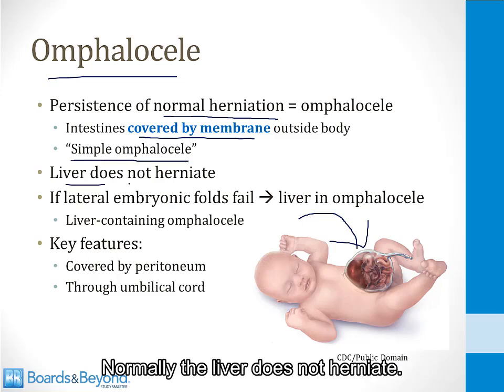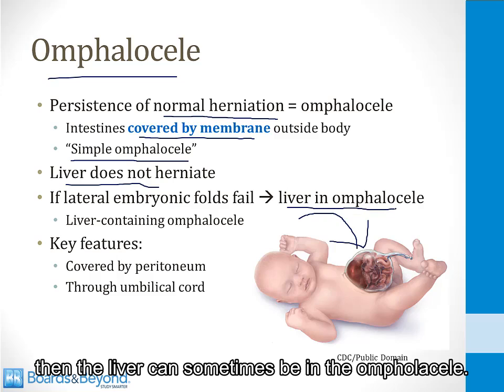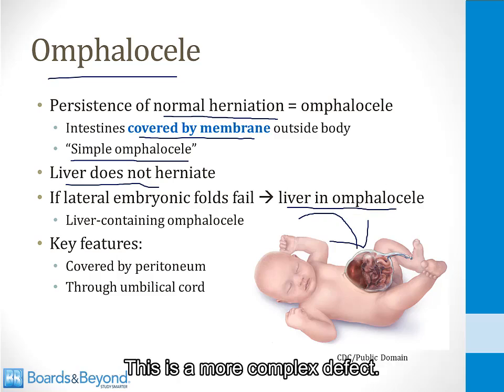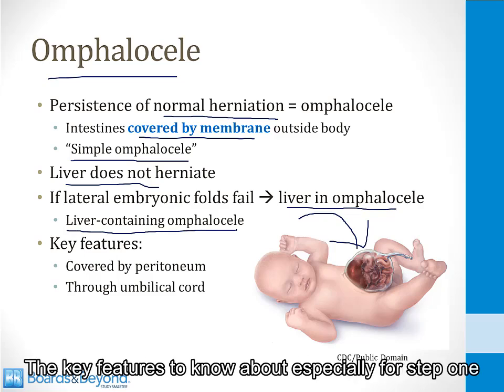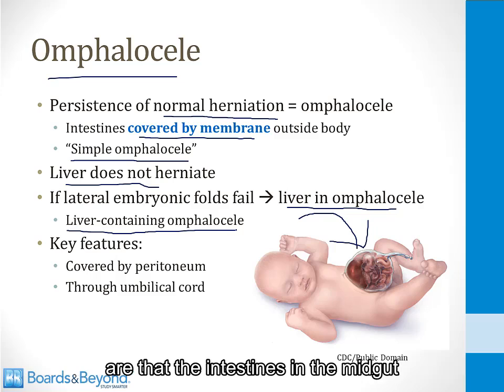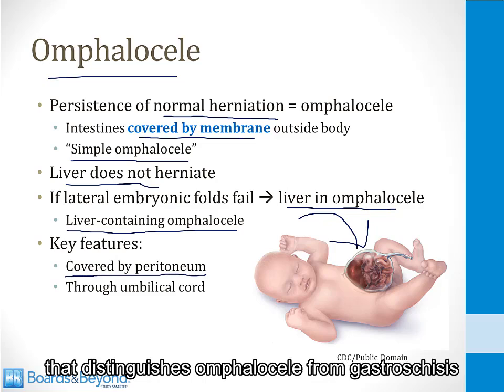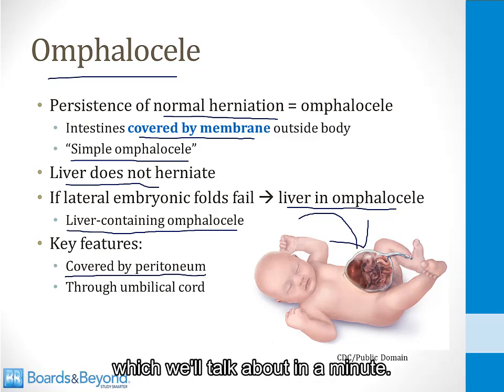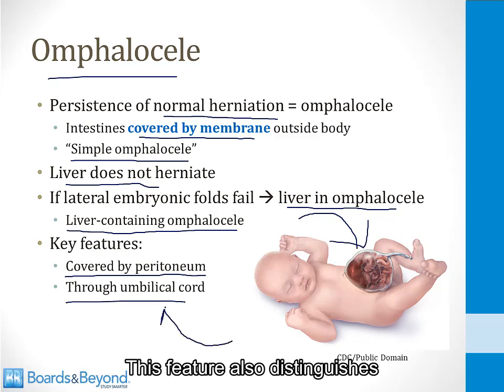Normally the liver does not herniate. However, if the lateral embryonic folds fail to form, then the liver can sometimes be in the omphalocele. This is a more complex defect. This is called a liver-containing omphalocele. The key features to know about, especially for step 1, are that the intestines in the midgut are covered by peritoneum, which distinguishes omphaloceles from gastroschisis, which we'll talk about in a minute, and also that it is through the umbilical cord. This feature also distinguishes omphaloceles from gastroschisis.